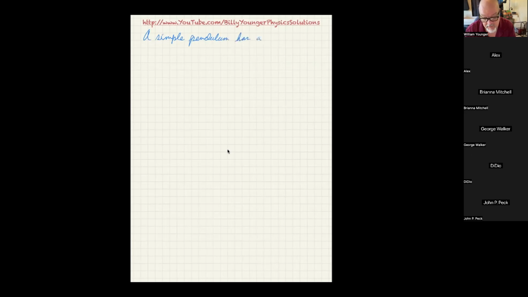Has a length L equal to 1 point. I'm going to use two sig figs here, or three sig figs total. L equal to 1 meter. It is set swinging with a small amplitude.